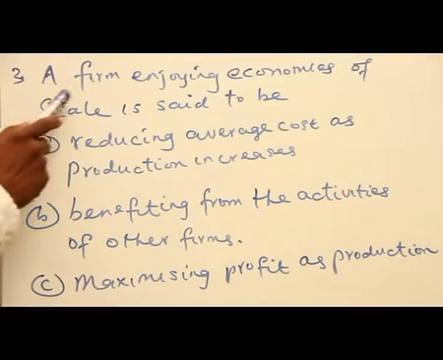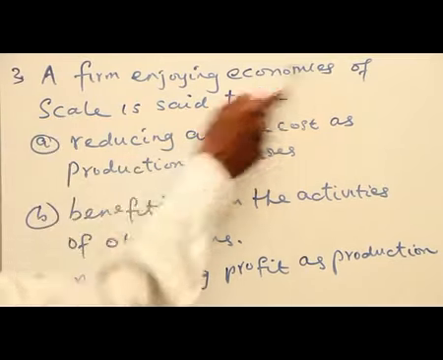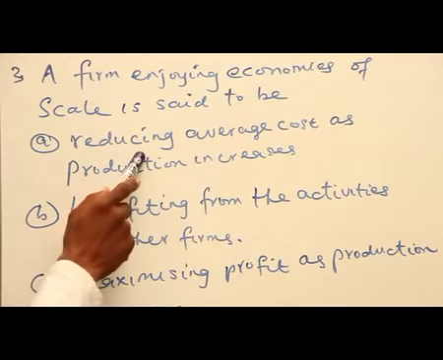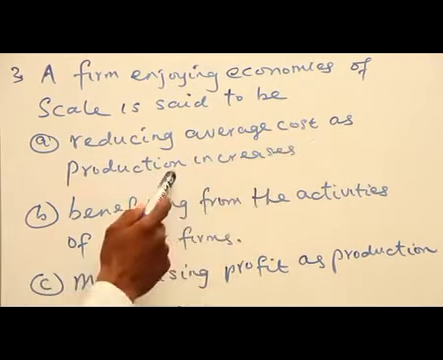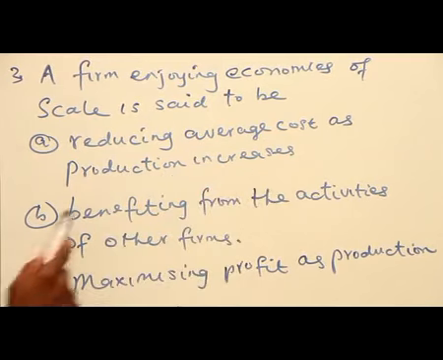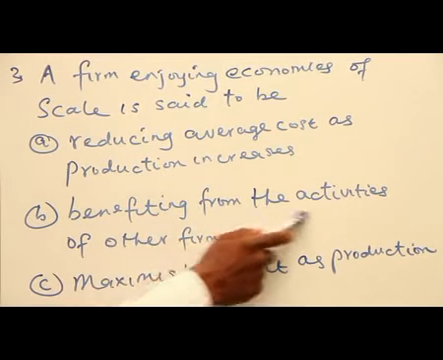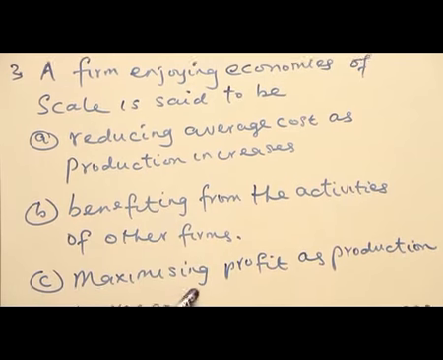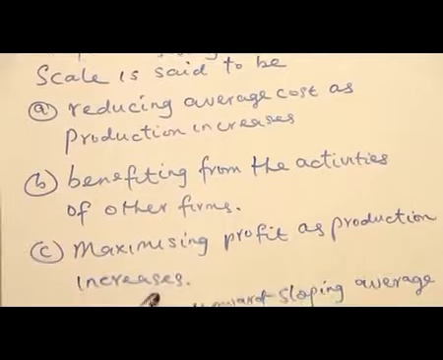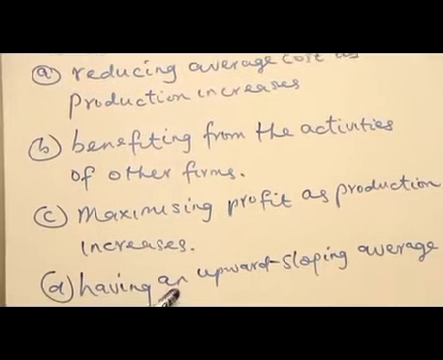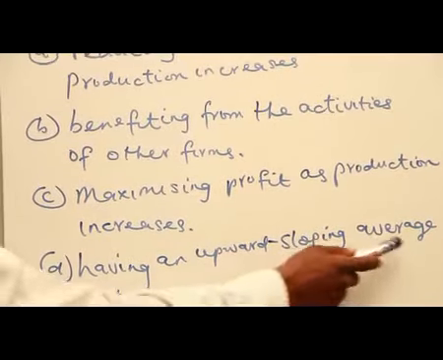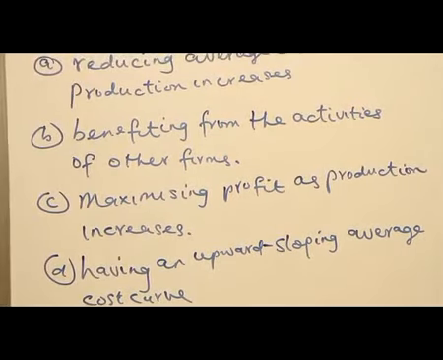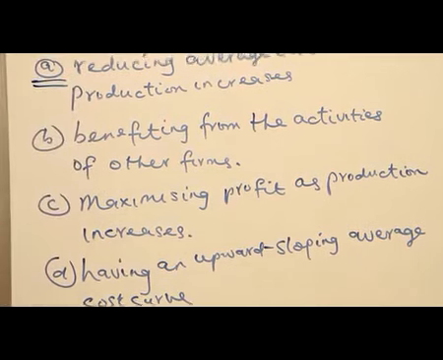Question 3. A firm enjoying economies of scale is said to be A, reducing average cost as production increases. B, benefiting from the activities of other firms. C, maximizing profit as production increases. D, having an upward sloping average cost curve. The right answer is A, reducing average cost.